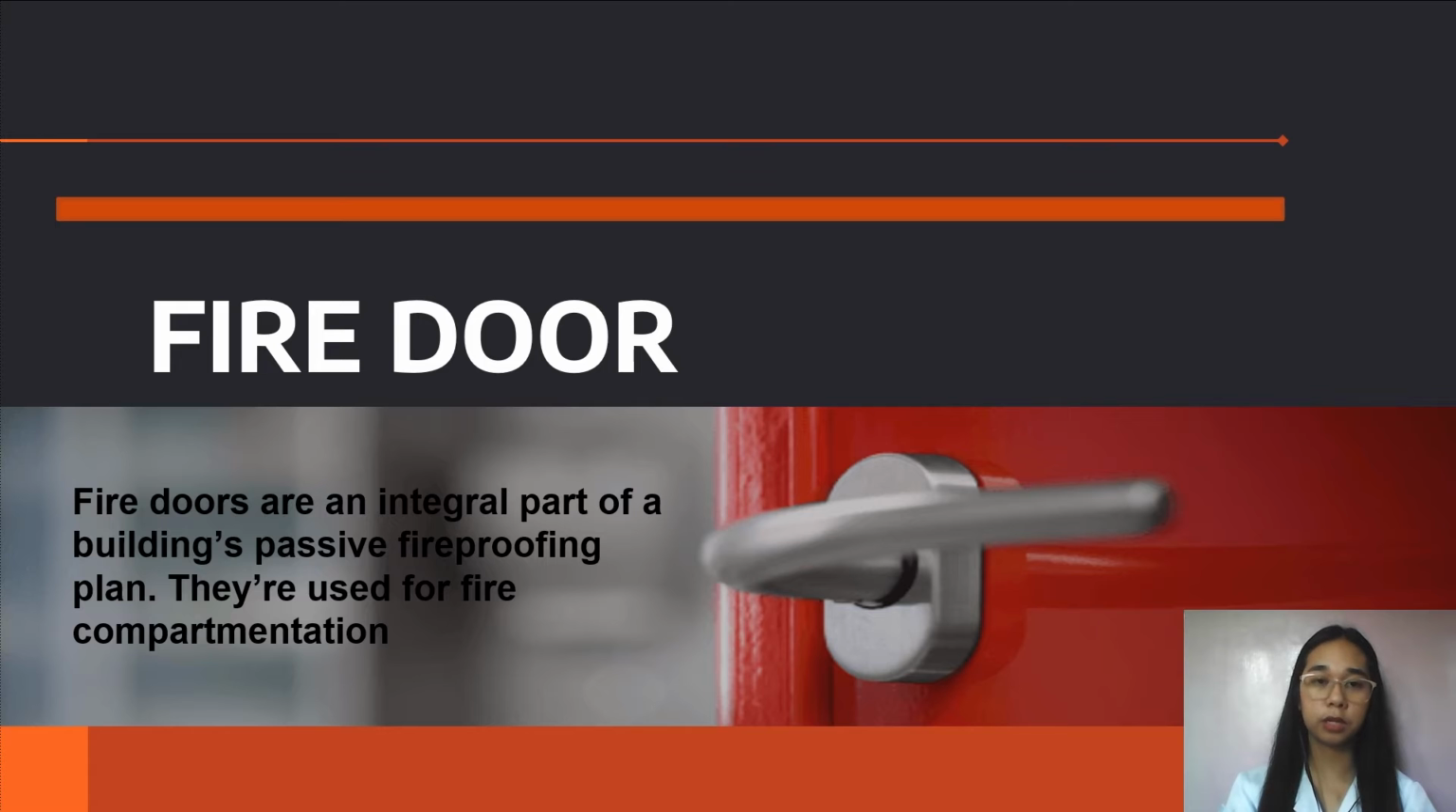Now let us proceed to the fire door. Fire doors are an integral part of a building's passive fireproofing plan. They are used for fire compartmentation. When we say compartmentation, it is a process that places physical barriers in strategic areas around a building to slow the spread of flames and smoke in the event of a fire.